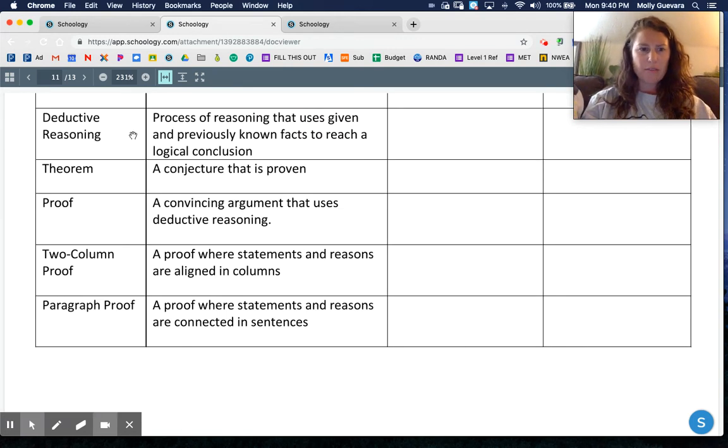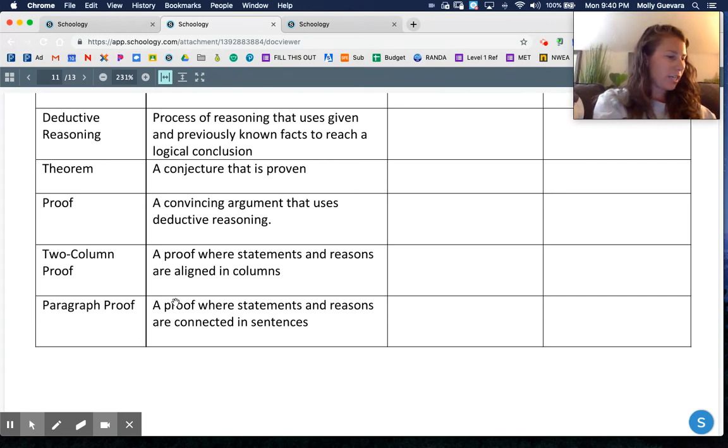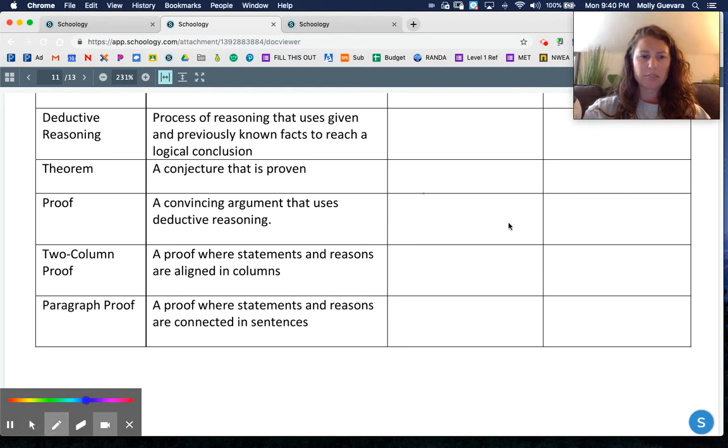Alrighty, so we have these last 4 vocabulary. I realize that linear pair is not on here, but we can talk about that when we get to it, and that should be pretty self-explanatory here. We're going to start with defining what is a proof. Okay, so a proof is a convincing argument that uses deductive reasoning.